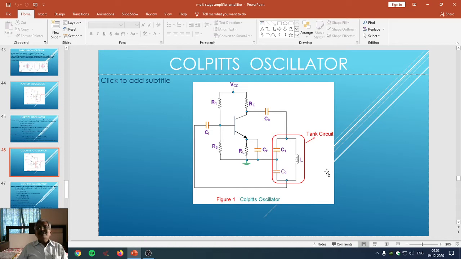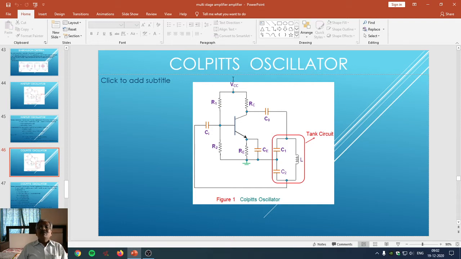Such an oscillator that contains L and C in a tank circuit and generates sinusoidal waves in the radio frequency range is to be referred to as the Colpitts oscillator.